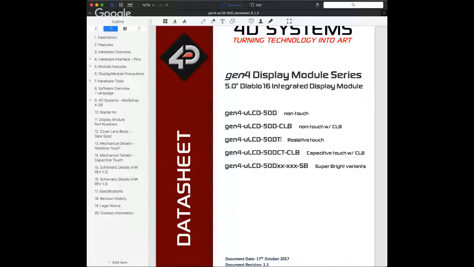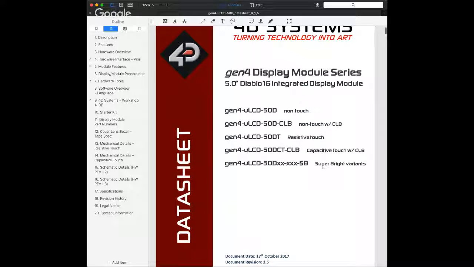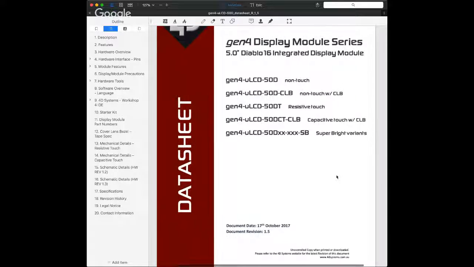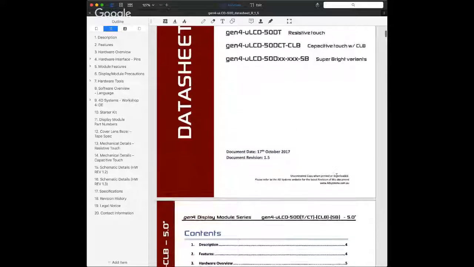All right, so they have the resistive touch, capacitive touch. They have the super bright variants. They didn't send me one of these, so I have no idea what it looks like. I have no idea what the difference or the product experience is. But who knows? Maybe in the near future they might send me one so that I can have a look and have a feel of it.